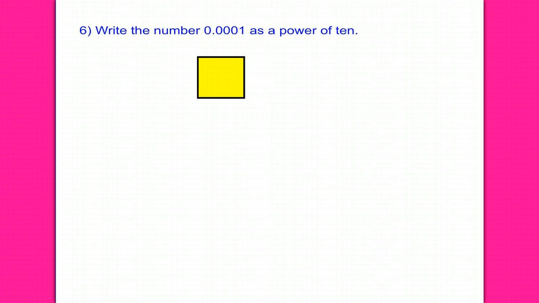Write this number as a power of 10 in exponential form. It's written in standard, so let's write it now in exponential form. The answer is 10 to the, good job, negative 4. So again, we can write numbers both in standard and in exponential form.